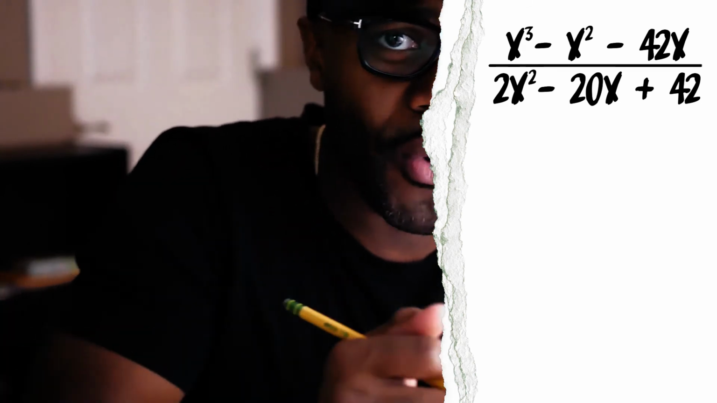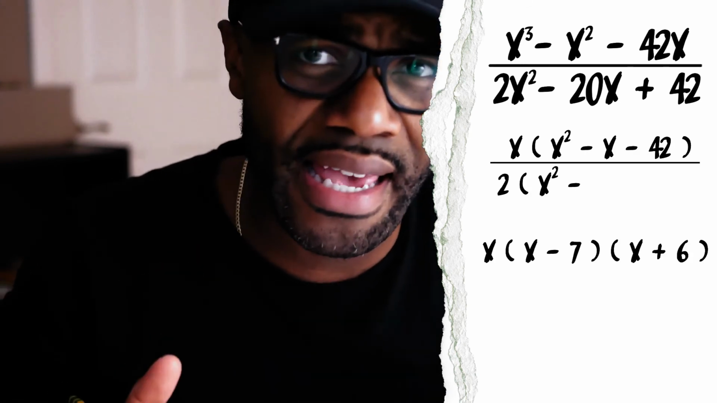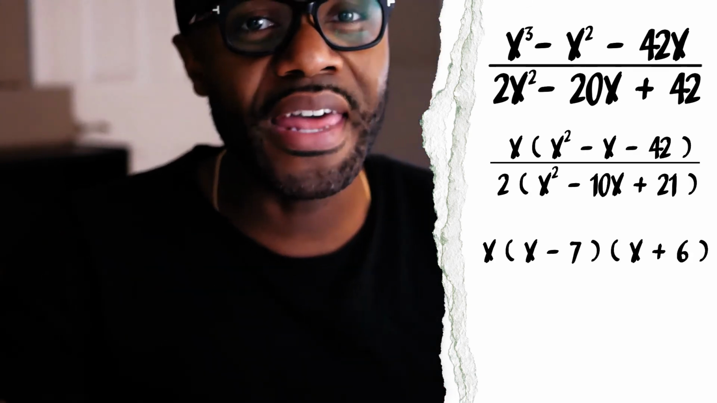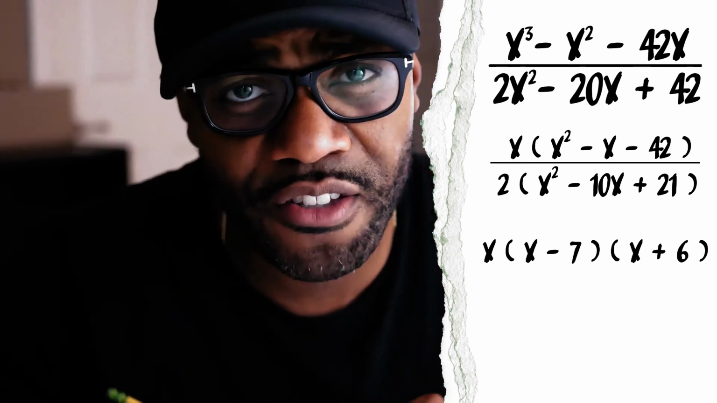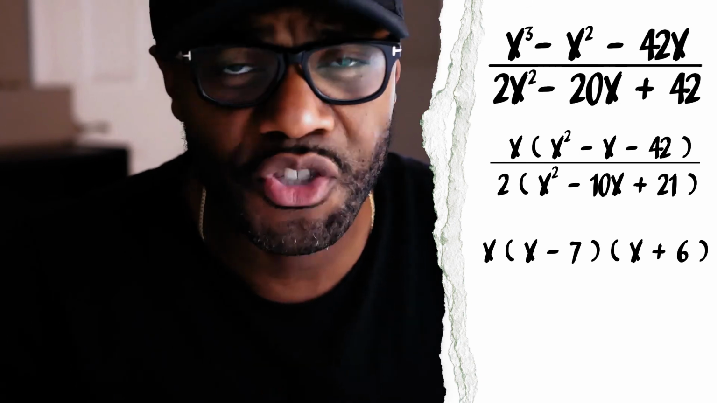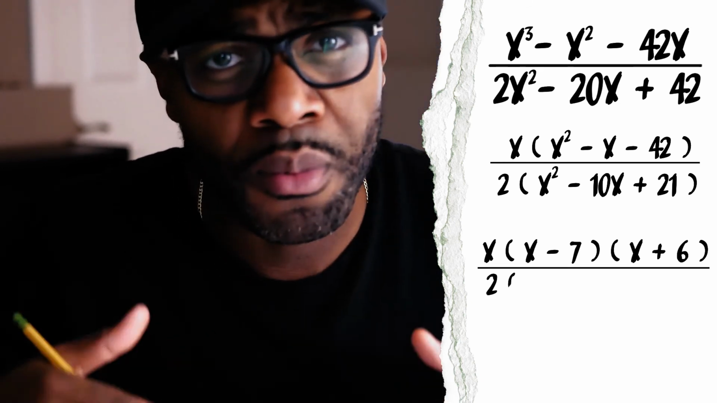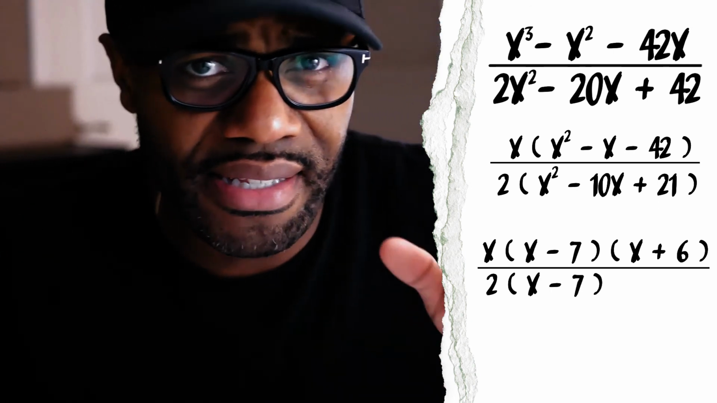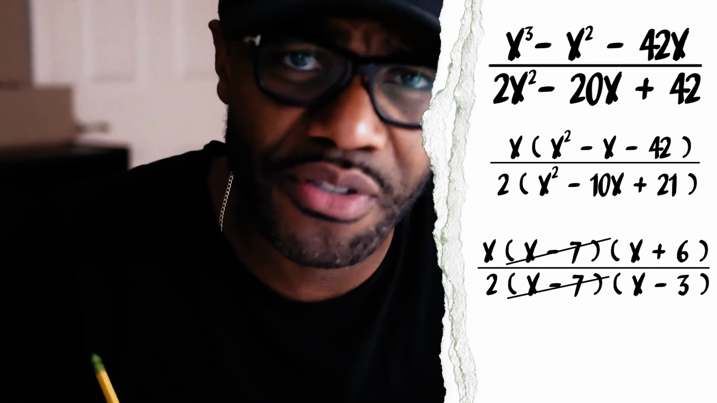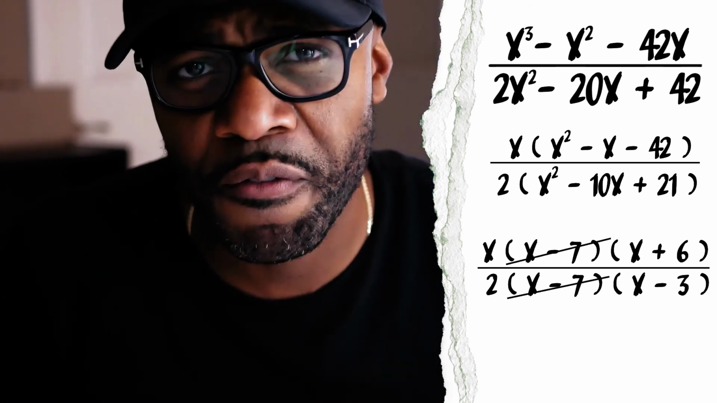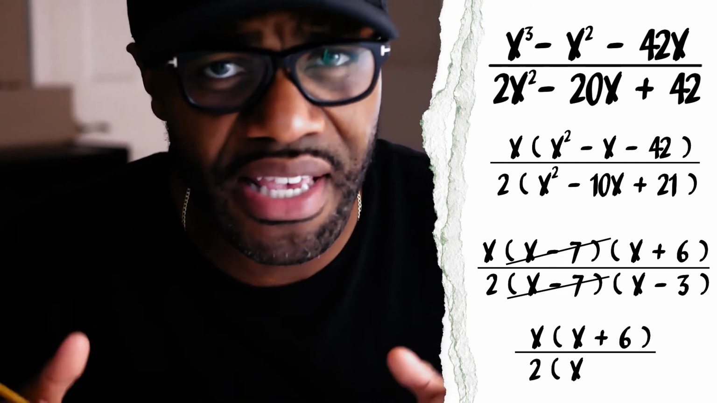I pull my 2 out. After I pull my 2 out, I'm left with an expression of x squared minus 10x plus 21. Then I factor like I factored above. I need to find my factors of 21. The factors of 21 are 7 and 3. So our factors, when we factor it out, will be 2, big parentheses, x minus 7, x plus 3. We can cancel out our x minus 7s, leaving us with an expression of x parentheses x plus 6 over 2 parentheses x minus 3.